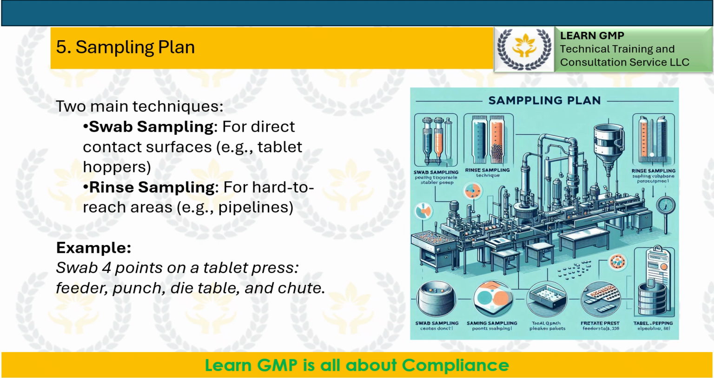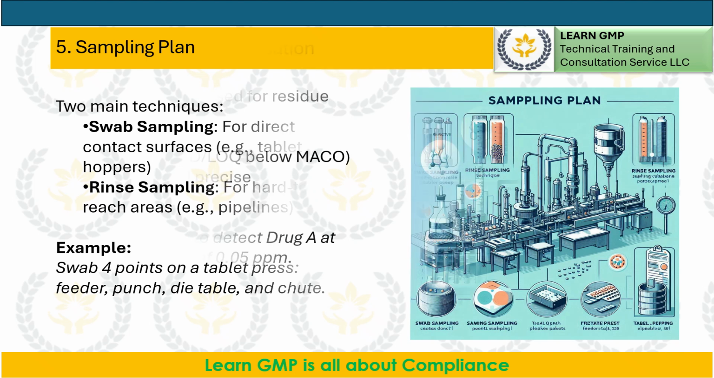For the sampling plan, there are two main techniques: swab sampling, for direct contact surfaces, for example tablet hoppers; and rinse sampling, for hard-to-reach areas like pipelines. Example: swab 4 points on a tablet press: feeder, punch, die table, and chute.